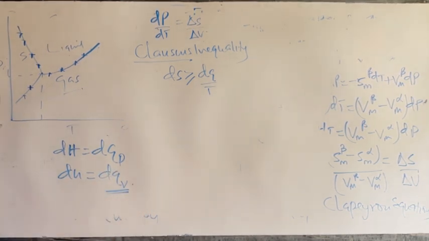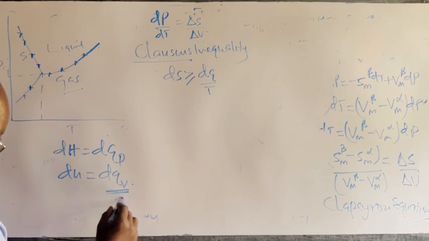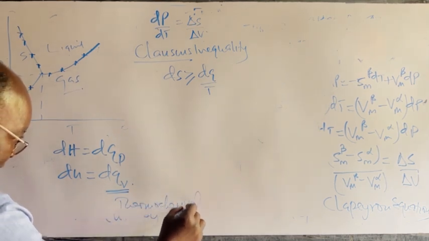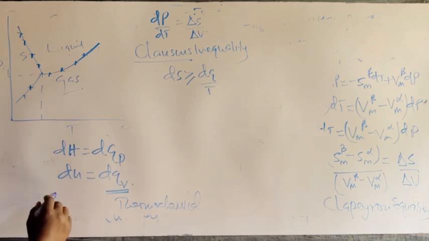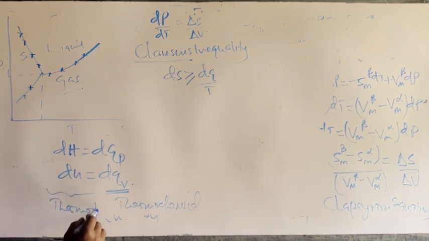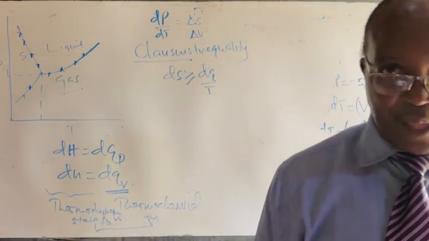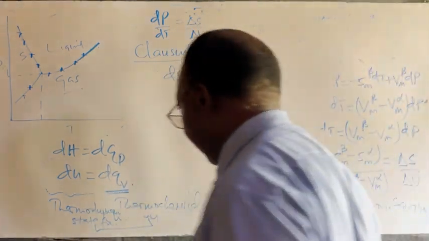Now, this is a thermochemical observable. We have talked about it in earlier lectures, and this is a thermodynamic state function. This link between thermochemical observables and thermodynamic state functions is the heart of thermochemistry. Very important for us to remember that.